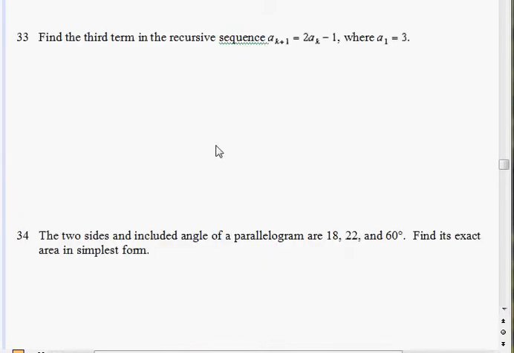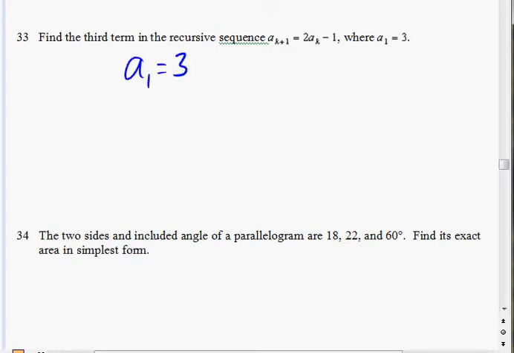Okay, question 33 is find the third term in the recursive sequence over here. So let's take a look at what we know. We know that A1 is equal to 3.